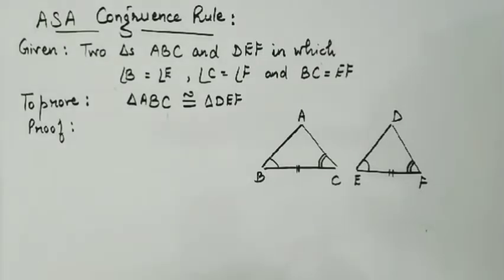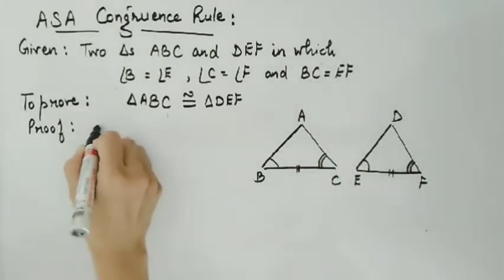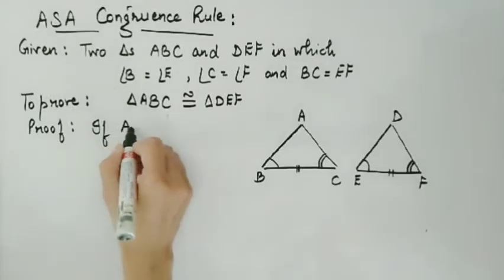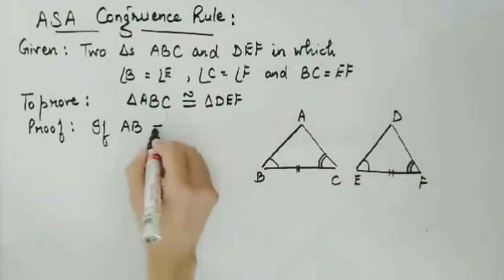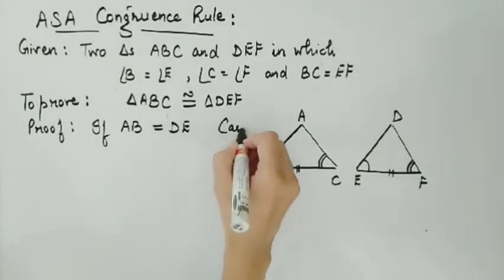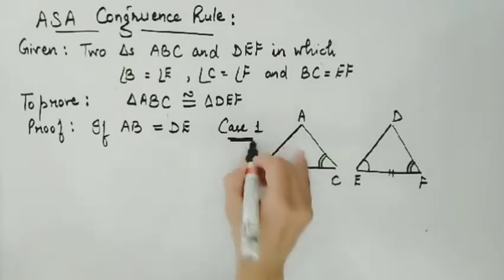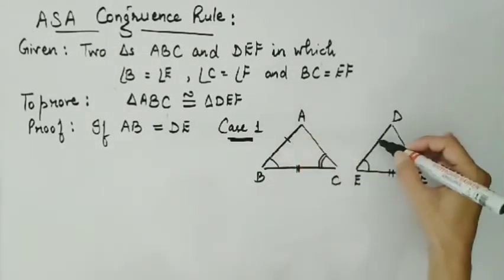Now dear students, there can be three different situations. When I call them situations, I am talking about three different cases. So those cases can be if the side AB and DE are exactly equal. This is case number 1. Now what would happen if AB is equal to DE?